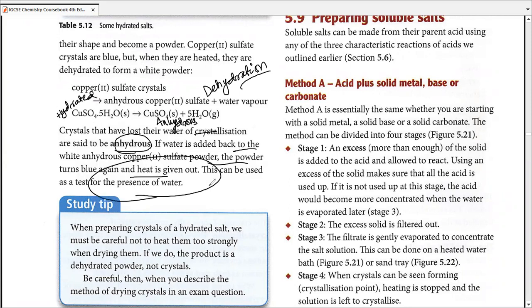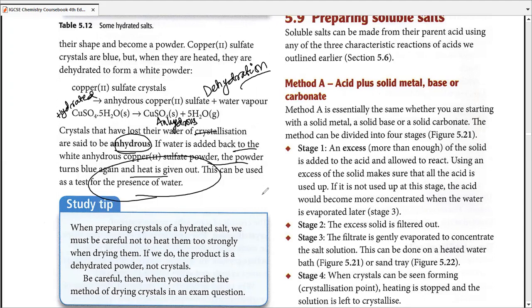This can also be used as a test for presence of water. If you have a colorless liquid and you don't know whether it's water or not, pour a drop of it on top of white anhydrous copper 2 sulfate, it would instantly turn to blue.